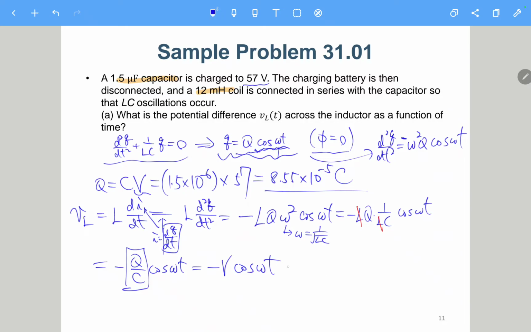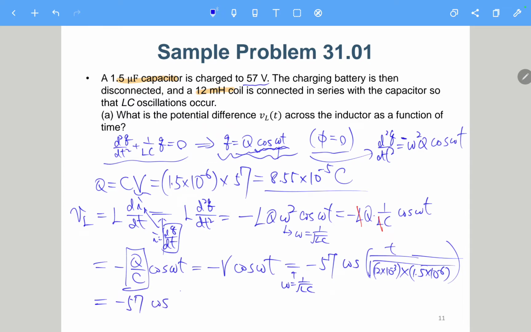Which means it is negative 57 times cosine of t over the square root of LC. Omega is 1 over the square root of LC. So we have 12 times 10 to the minus third, this is L, times 1.5 times 10 to the minus 6, this is C. So this is LC, and 1 over the square root of LC is omega. So finally, we get negative 57 cos(7,500 t), and the SI unit is volts. This is the final answer to question A, V_L of t.